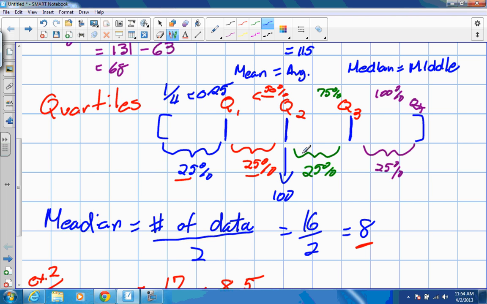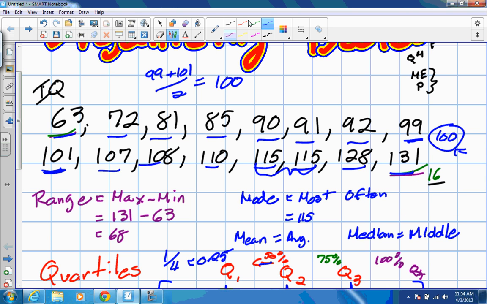To find the next 2 quartiles, we're going to do the exact same process. How many values were to the left of the median? 8. Okay? So to find quartile 1, we take our 8 and divide it by 2. So it's going to tell us 4. In other words, we could split this data into 1, 2, 3, 4, and 1, 2, 3, 4. Again, there's no actual value here. There's 4 to the left and 4 to the right.